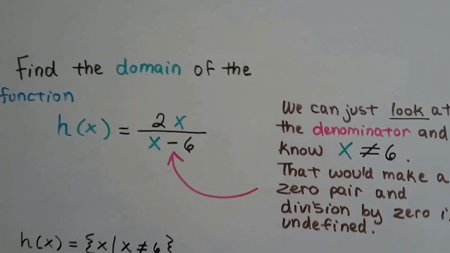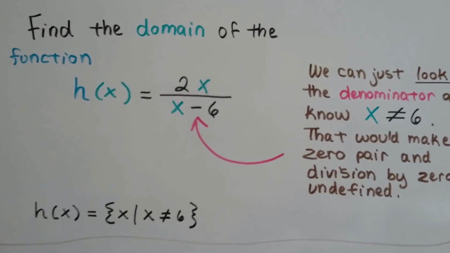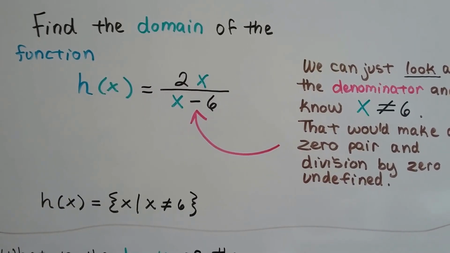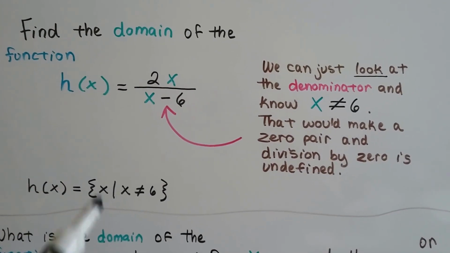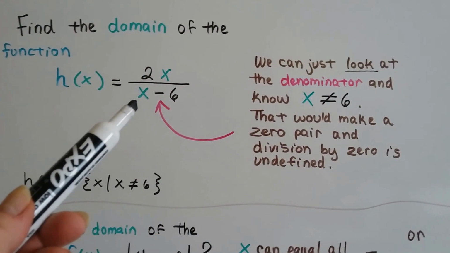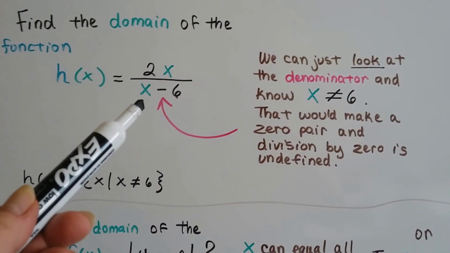All right, so it says find the domain of the function h of x equals 2x divided by x minus 6. Well, we can just look at this denominator and know that a positive 6 would make a 0 pair, and division by 0 is undefined.